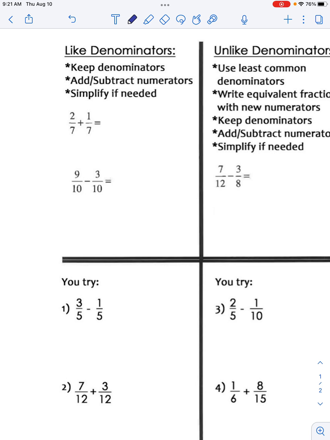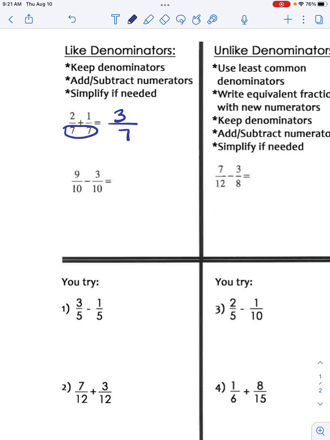So let's start with adding and subtracting fractions that have like denominators. This is our best case scenario. When the denominators are the same, all we do is keep that denominator and add the numerators. So 2/7 plus 1/7 is 3/7.